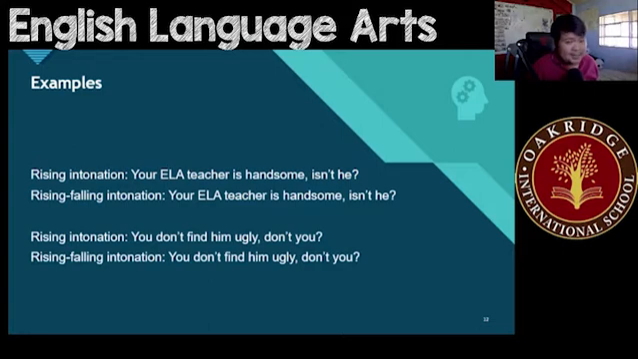Okay. Rising intonation. You don't find him ugly, do you? How about rising falling intonation? You don't find him ugly, do you?